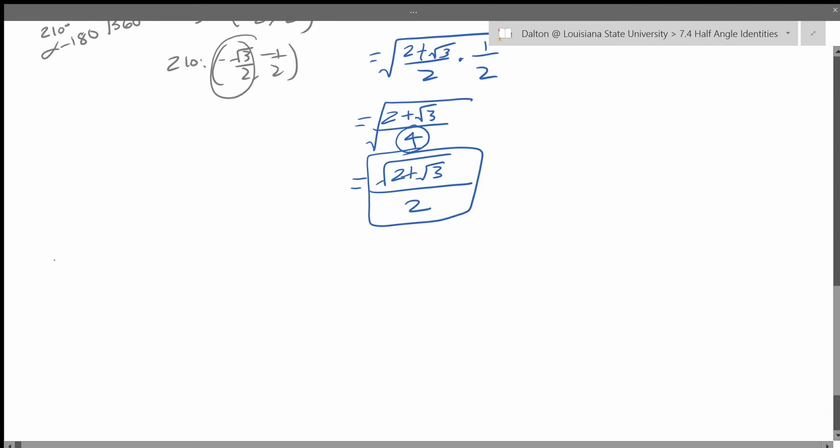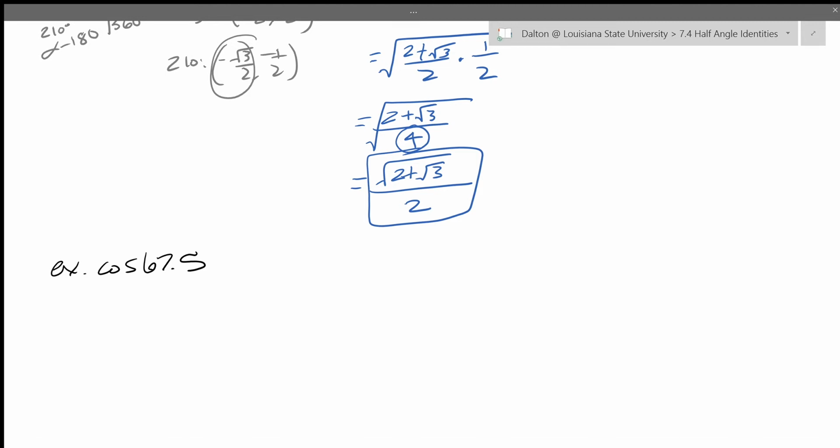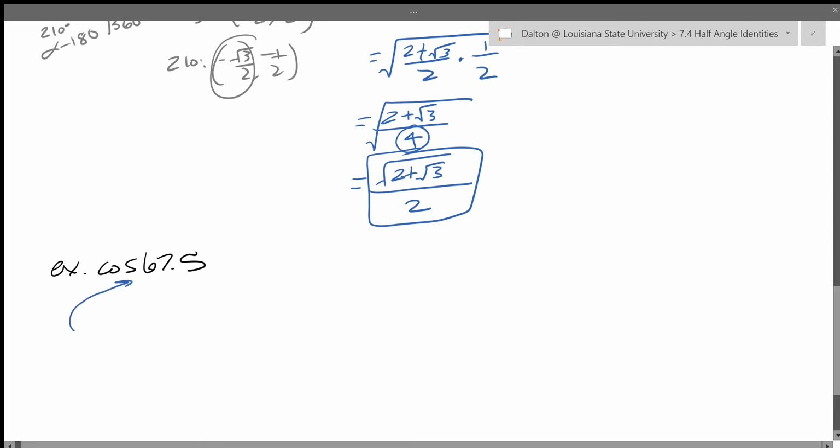Okay, next let's do a cosine problem. I want you to find what is the cosine of 67.5. Well, again, the thing to realize is 67.5 is not on the unit circle. So we need to figure out how I can represent this angle using a half angle identity. Before I even do that, I want to say 67.5 is in quadrant 1, so that implies that the cosine, which is the x value, is positive.